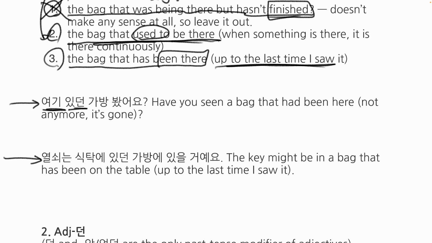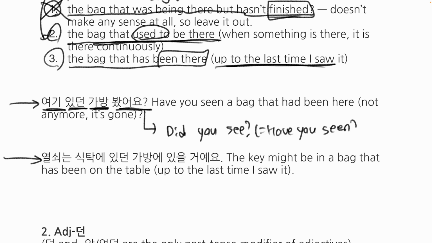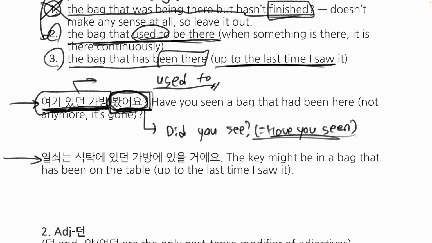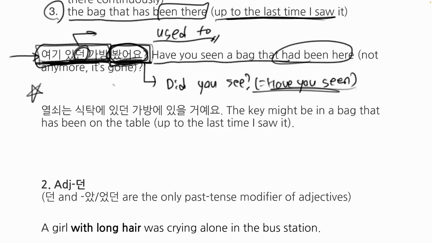So 여기 있던 가방 봤어요? 봤어요 means did you see, or like have you seen? And you likely ask this question when something isn't there, right? So 여기 있던 가방 봤어요? This question implies that 여기 있던 가방 is not there anymore. So here it means that used to be there. There was here up until like a certain point in the past, but now I see that it's gone. So it means, have you seen a bag that had been here, but it's now gone? So as you can see, again, it's mostly about the context. It's figure outable by context.